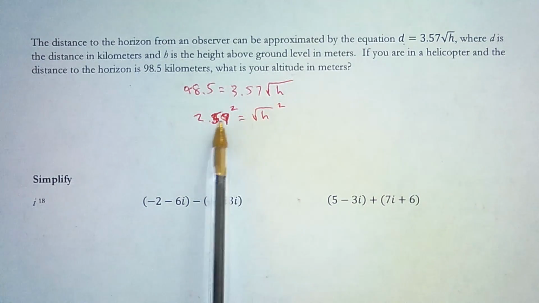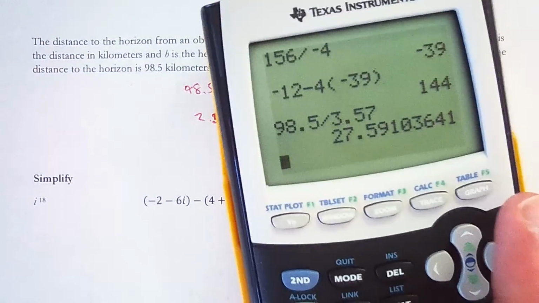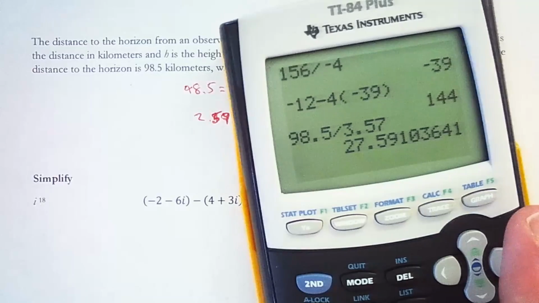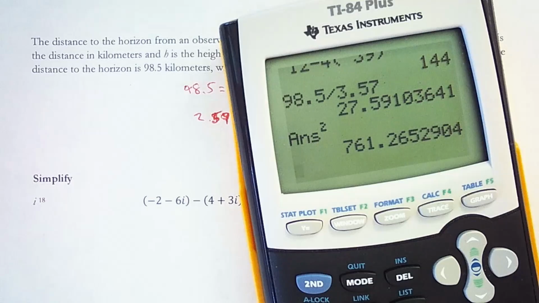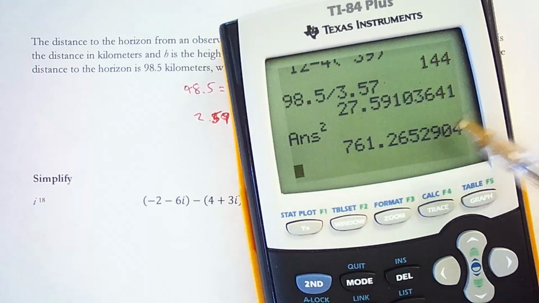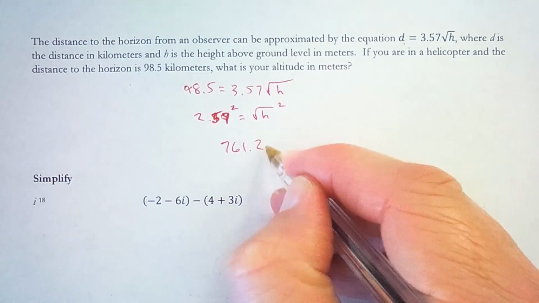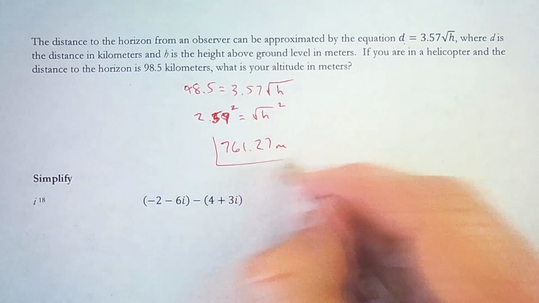Now, I rounded, so this number is not extremely accurate, but I still have this number here, and I need to square it. So I'm just going to hit squared, and it's going to square my previous answer, and I get that. So 761.27. So that 5 will bump the 6 up to a 7. So it's 761.27 meters is the altitude.